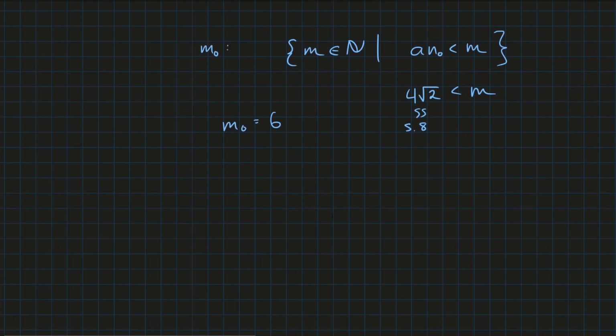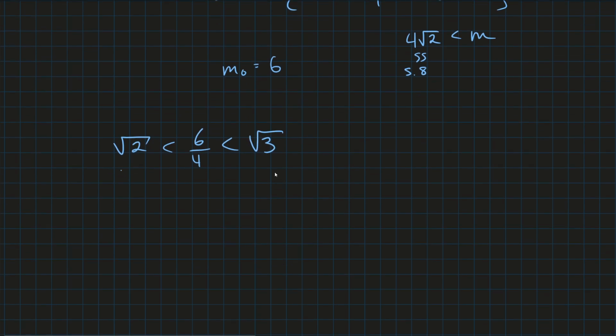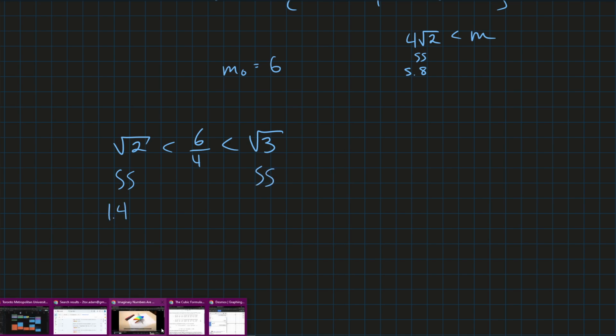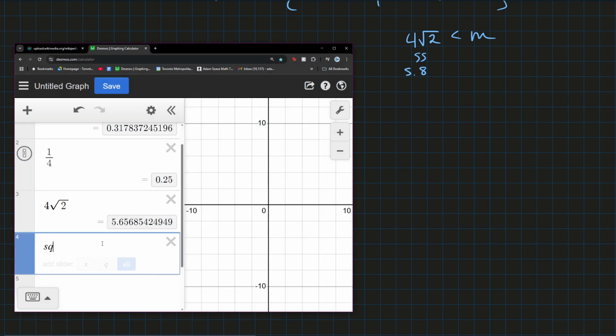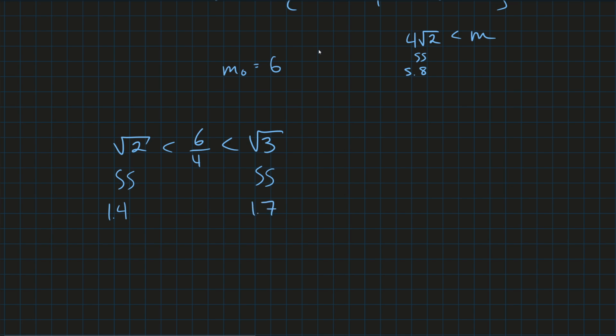So the claim is that 6 over 4 is strictly between root 2 and root 3. And we can find some approximation. Root 2 is around 1.4, and then root 3 is around 1.7. And in fact, 6 over 4, which is exactly 1.5, is between these two irrational numbers. And there you have it.